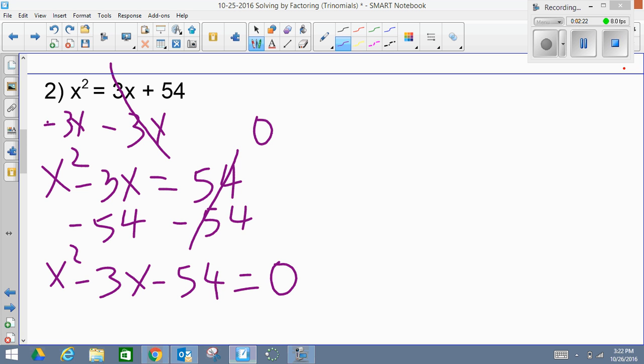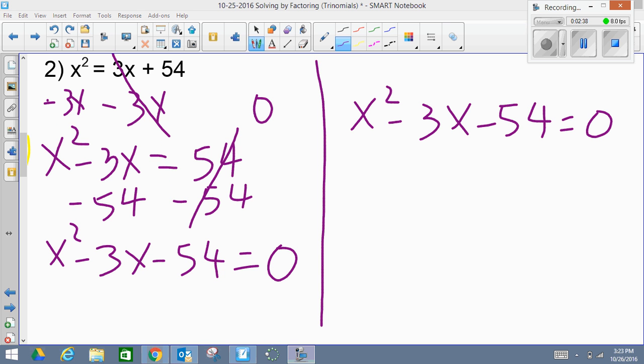Very important, you need to have this equal to 0 before you start factoring, okay? So now we proceed to factoring. Let me rewrite this again so we can move on. There you go, let's scroll down. Here I have my trinomial, x squared minus 3x minus 54. Now I need to factor. Remember, the question here is we solve by factoring.